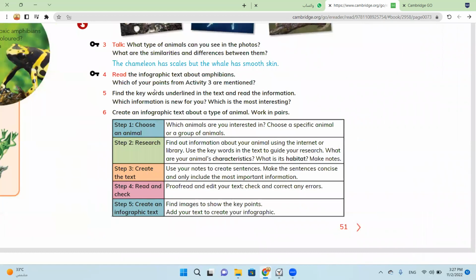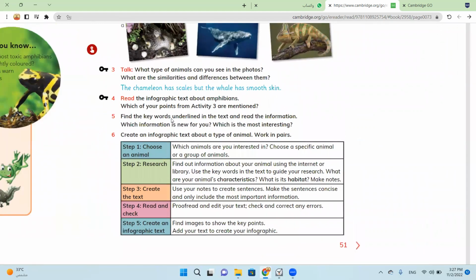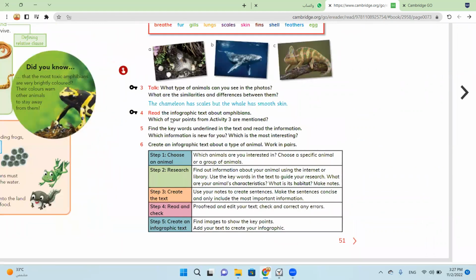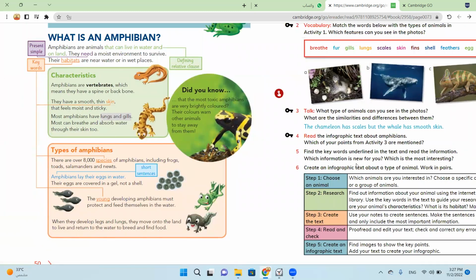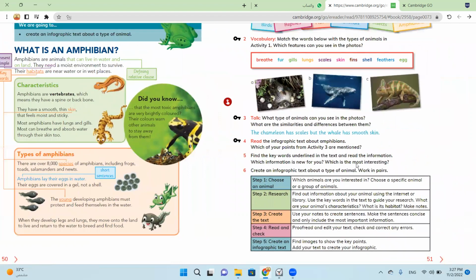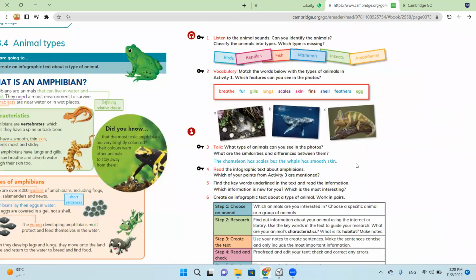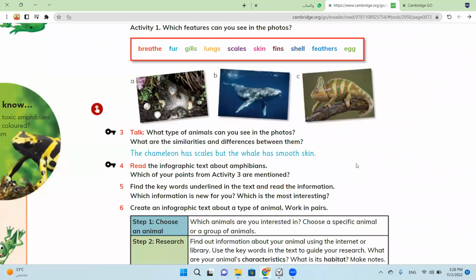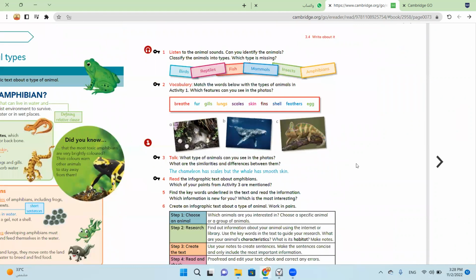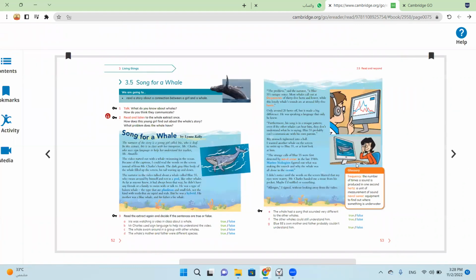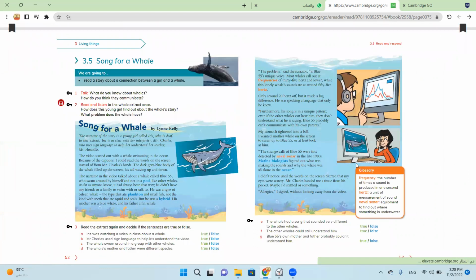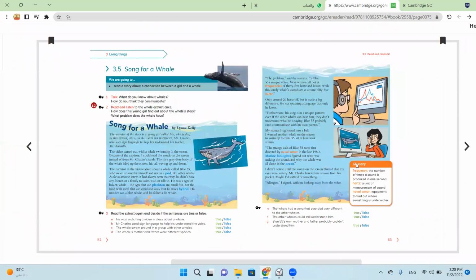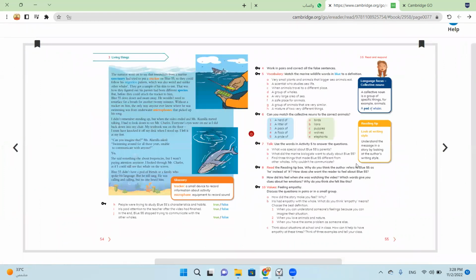Now you can move to activity 6, create an infographic text about a type of animal, work in pairs. So you can copy the same format we said here and talk about any type of animals you would like. Maybe ducks or whales, chameleons, whatever you decide. So now we have finished this lesson. At 3.5, we have a short story that we will save until next week.